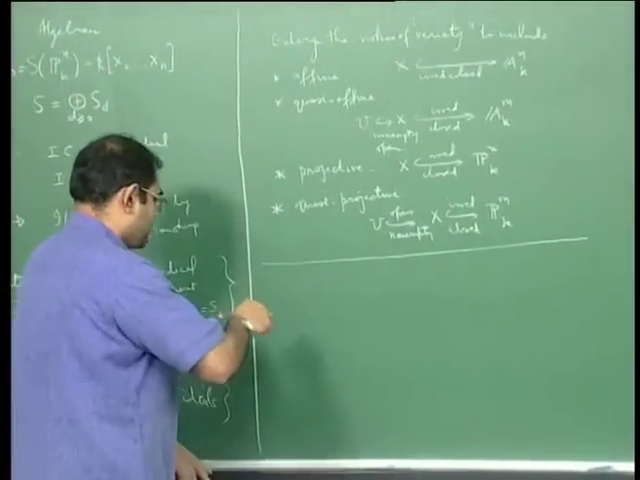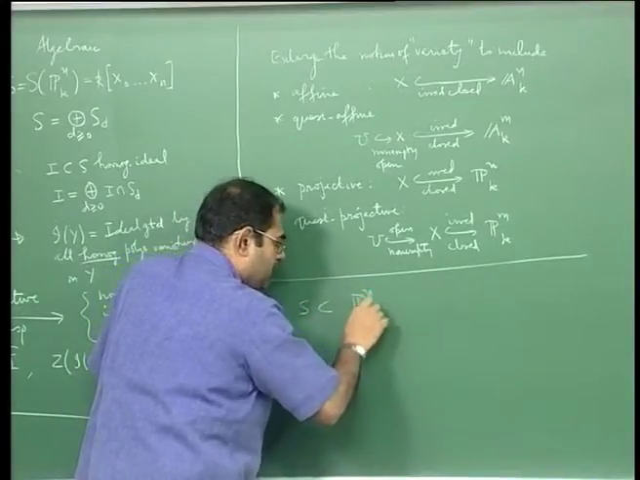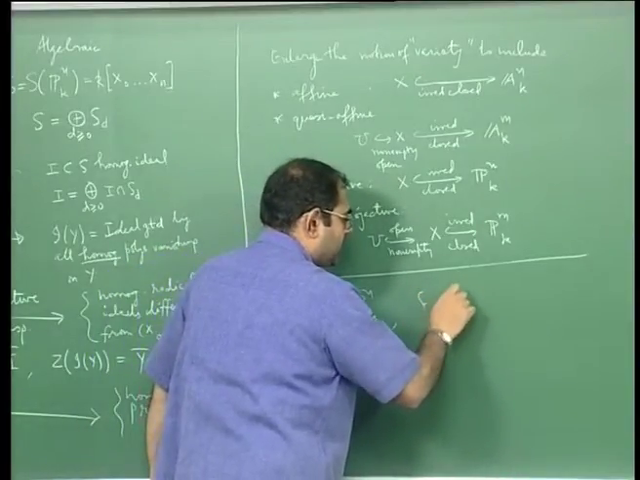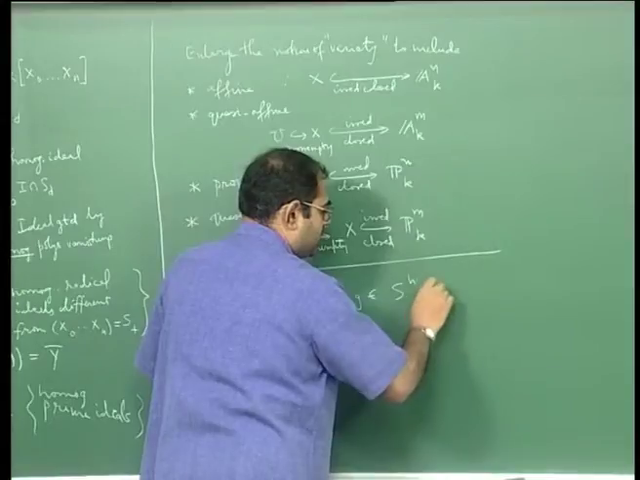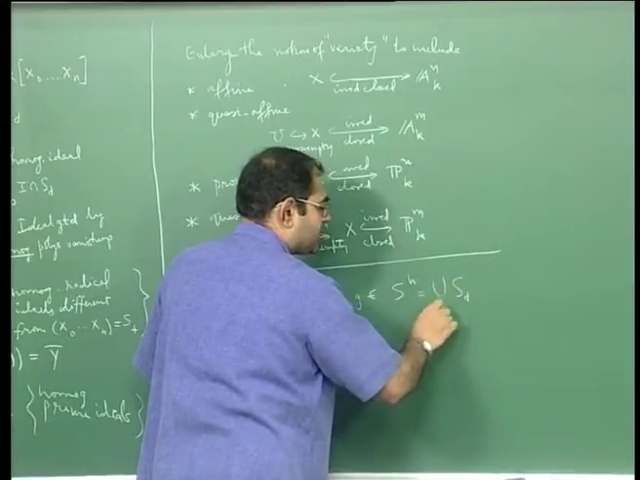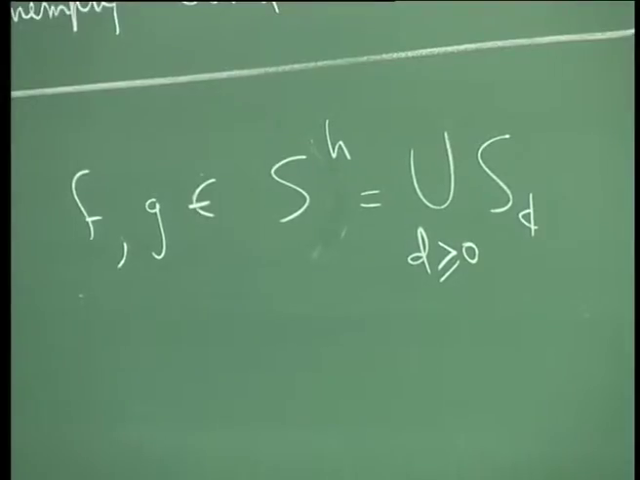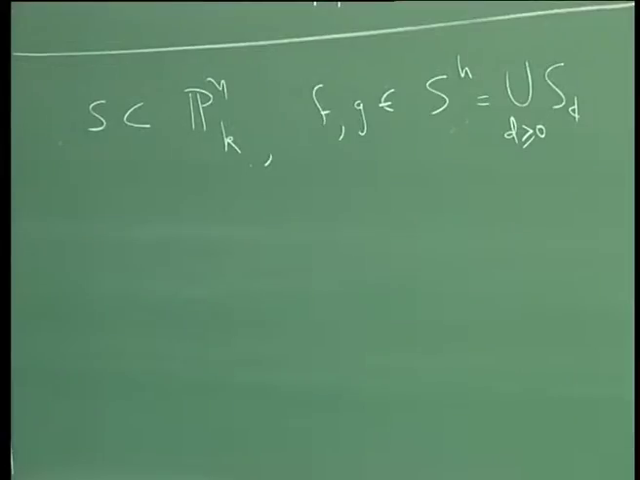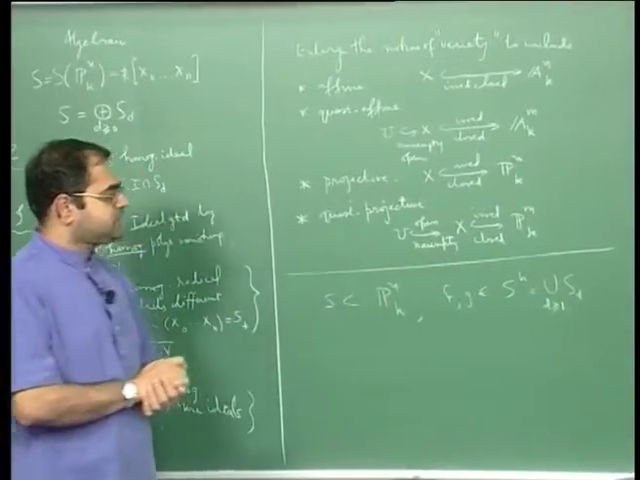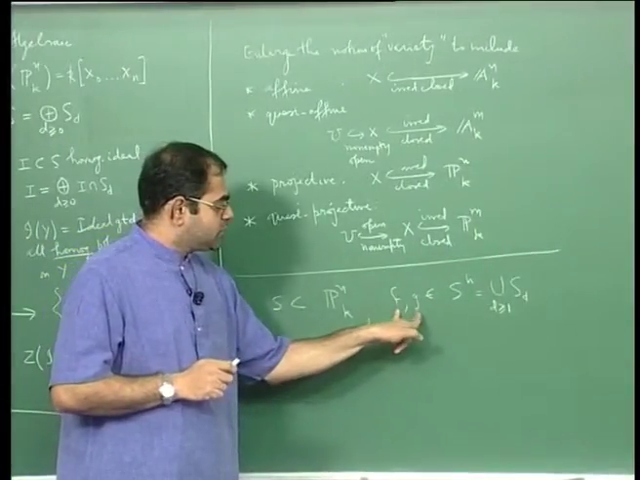So let me say that: suppose you have a subset S in projective space, and you take f and g in S^h, the union of all the S_d, d greater than or equal to 0. Alright, so let me take d greater than or equal to 1, let me not take non-zero constants. So I am taking two homogeneous polynomials.